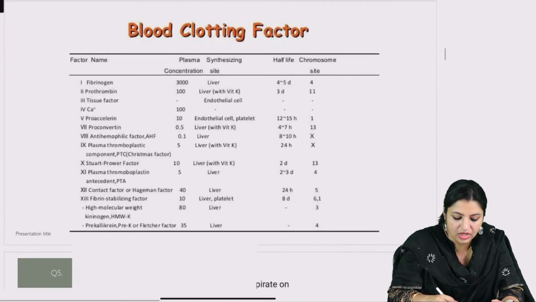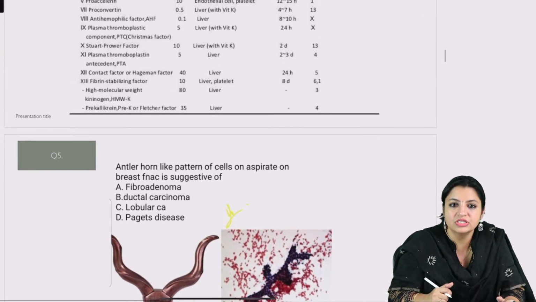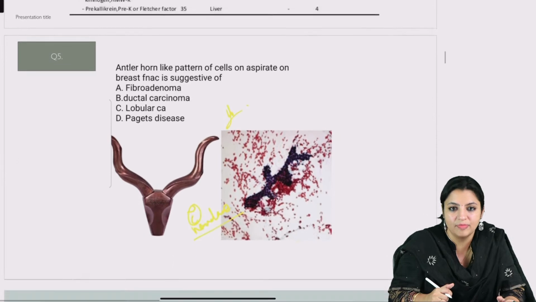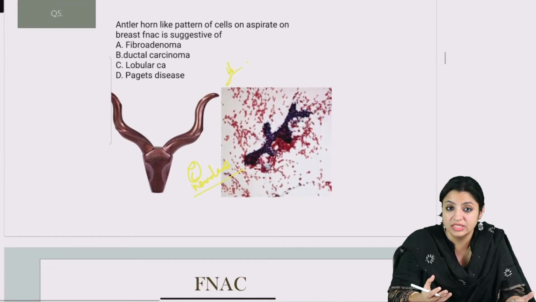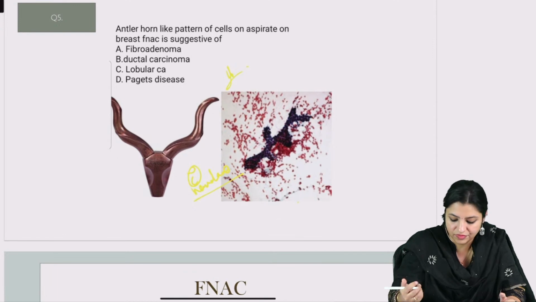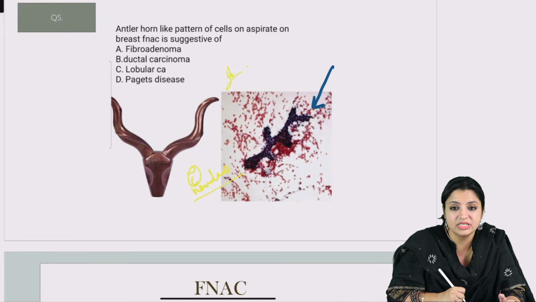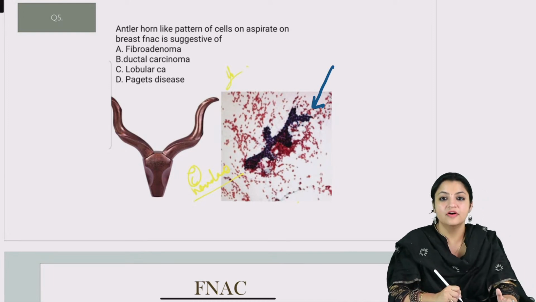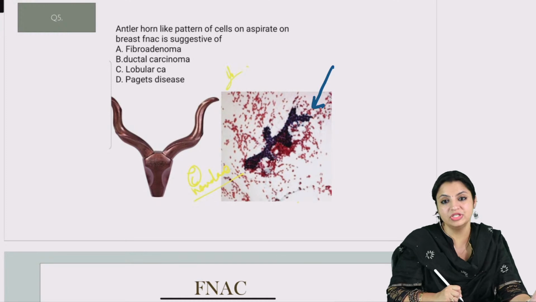Okay, now let's come to the next question. An antler horn-like pattern is seen on the FNAC of the breast. What is this suggestive of? So this is an antler horn-like pattern which is seen on breast FNAC. What is the diagnosis of this entity? Anybody who can answer this question quickly? I'm sure all of you will know this. A very important question for your NEET PG especially.